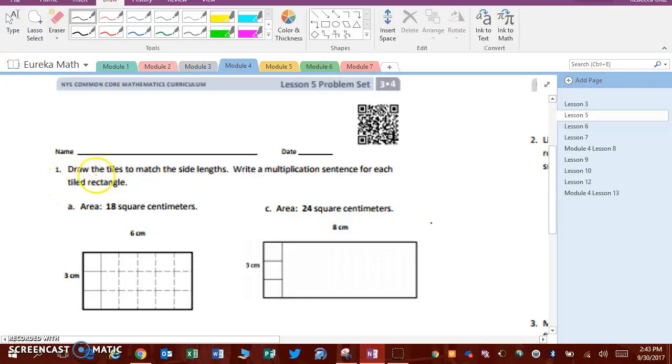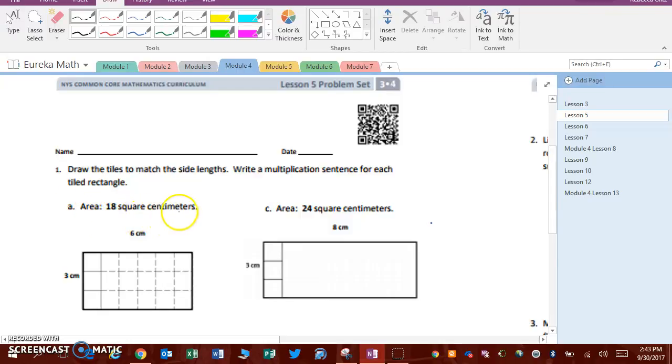Number 1 says to draw the tiles to match the side lengths. Write a multiplication sentence for each tiled rectangle. Here is where we're bringing in the multiplication part, okay? So the last lesson, we just learned what area was, and we learned we could count up the squares. Today, we're stepping forward a little bit and connecting that with multiplication. All right, so let's look at A.